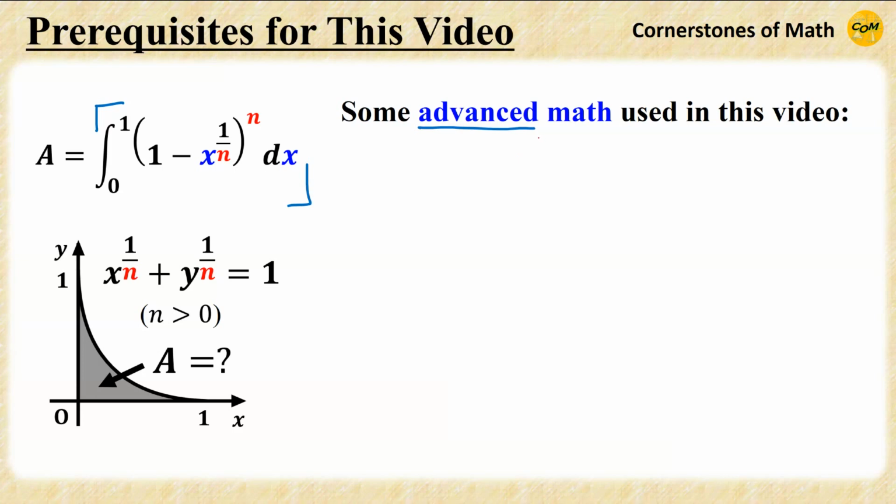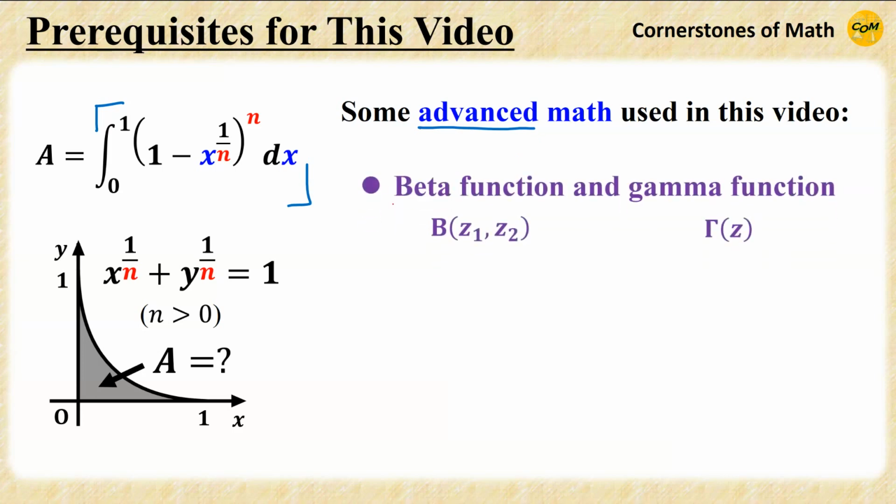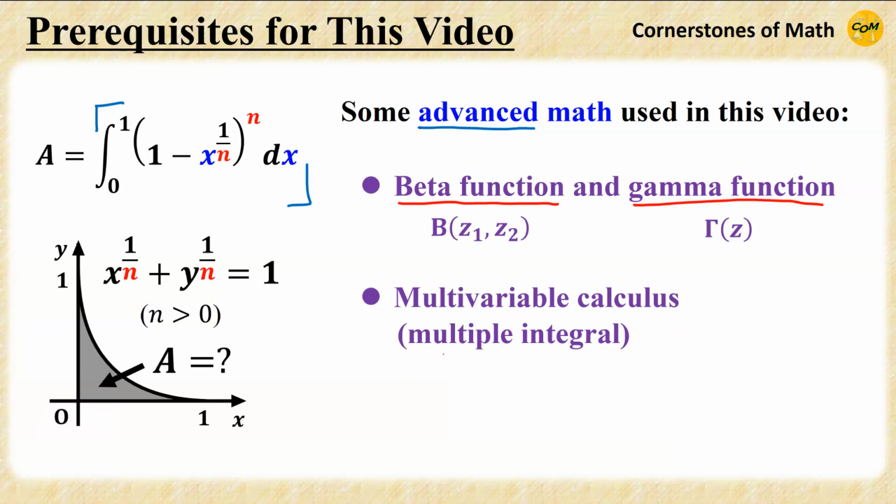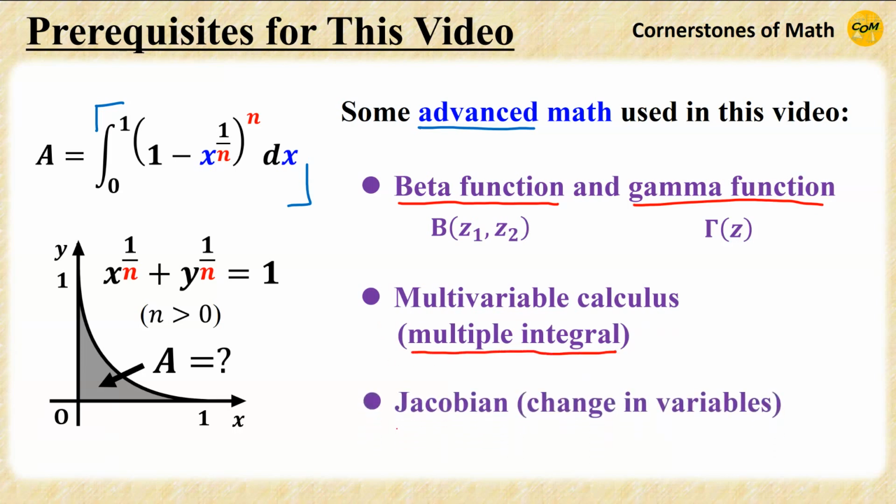But for this video, you will have much quicker understanding if you have some previous knowledge on some special functions called beta function and gamma function, multivariable calculus, especially multiple integral, and partial derivatives and the concept of Jacobian, which is used for change of variables in multiple integral. And to be fair, many of you have already seen the general formula from the thumbnail, so I will just straight up present the result.